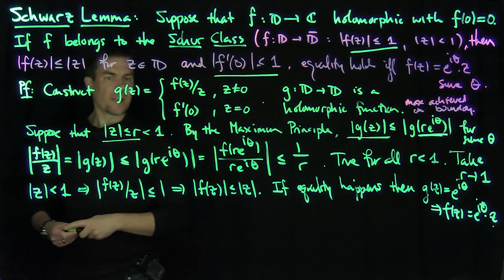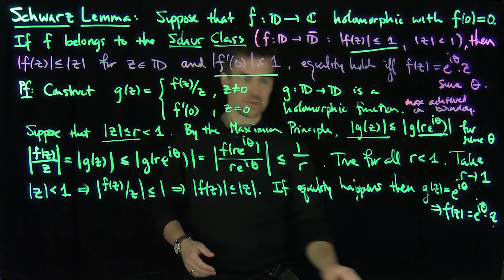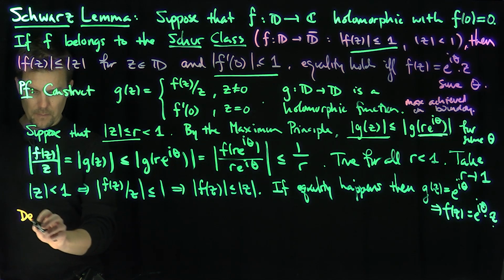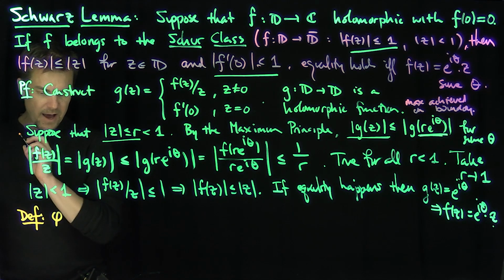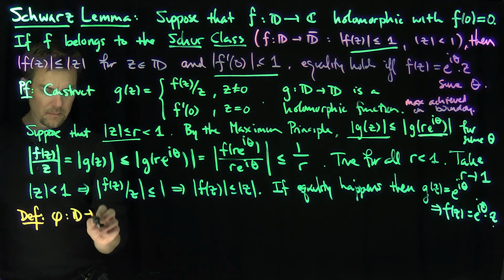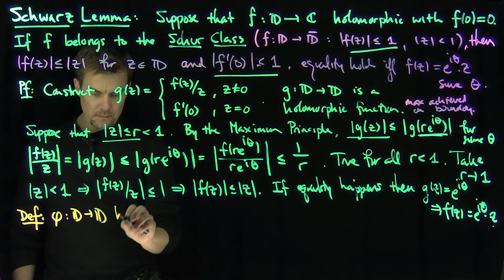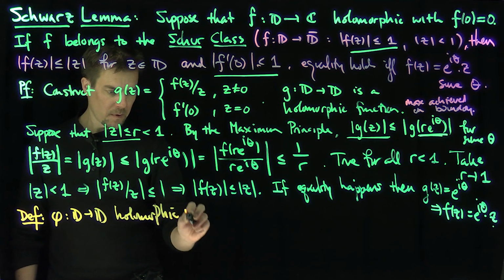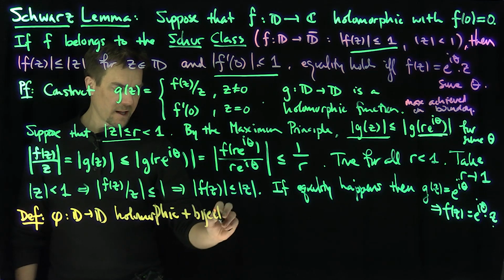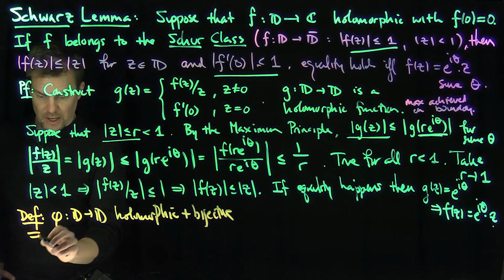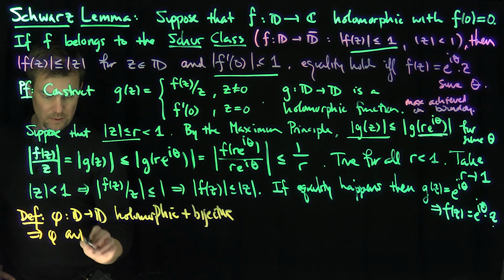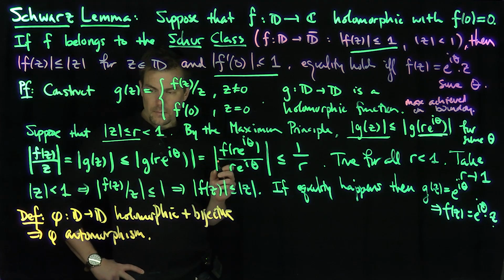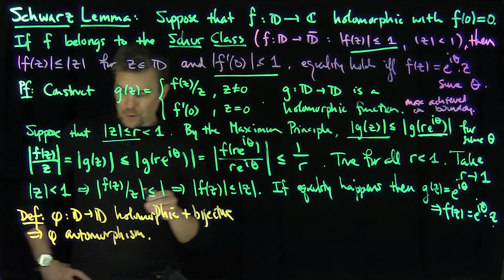Okay, excellent. Now we get one really special case of this, and so we'll talk about that special case. So recall the definition: phi, mapping D to D, holomorphic and bijective, and by bijective I mean injective and surjective, implies that phi is called an automorphism. Good. And of course, there are two special cases of automorphism.